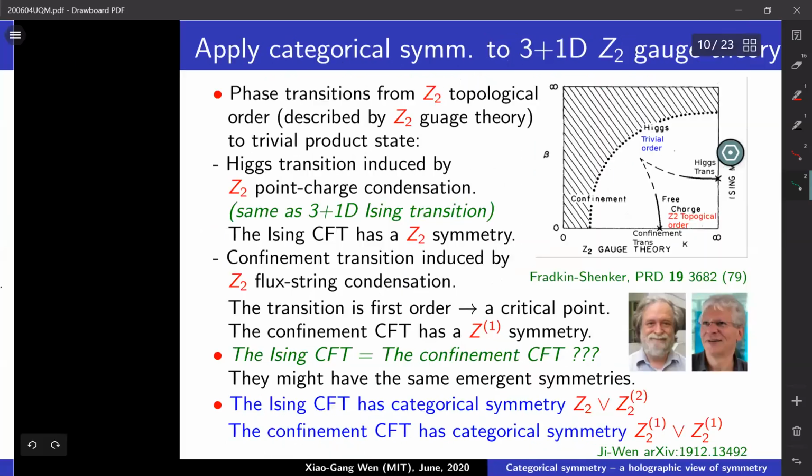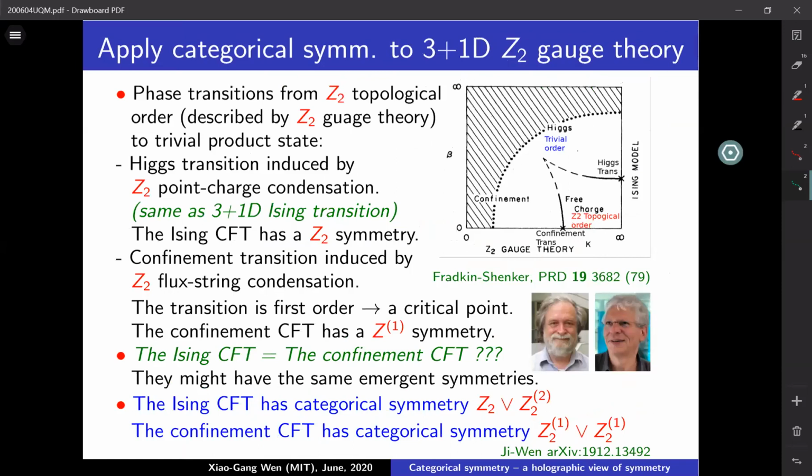Okay, so last, maybe I will stop here. The last slide is that we can also apply this categorical symmetry to study the 3+1D Z2 gauge theory. It's a really well-known work by Fradkin and Shenker. There we know that we have this Z2 gauge theory or Z2 topological order, and there's a trivial phase.